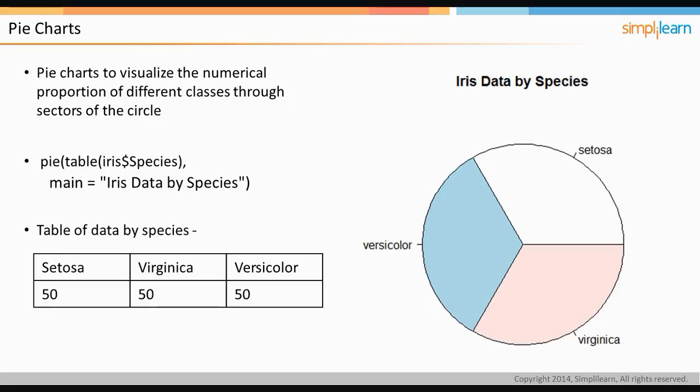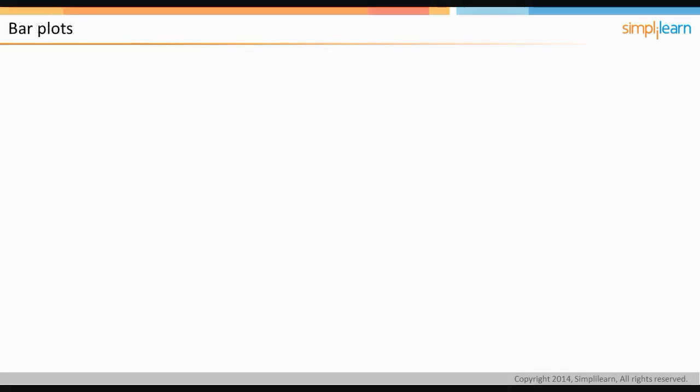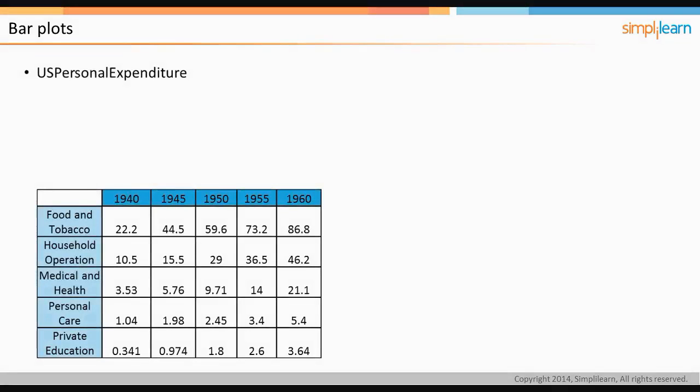In the next slide, we will look at bar charts. Bar plots are used to depict values in a vertical manner, with the height being equivalent to the value that's being shown. For this example, we will use another built-in data set, U.S. Personal Expenditure. The data set is displayed in the table. It displays the personal expenditure data for categories across years 1940 to 1960.